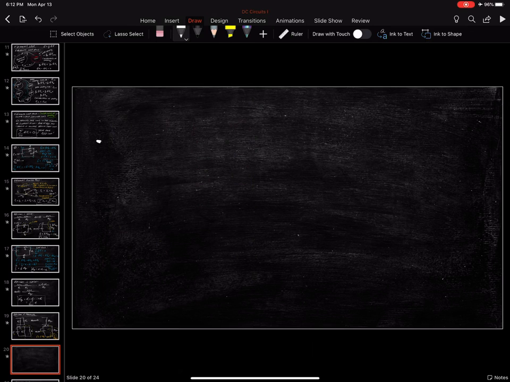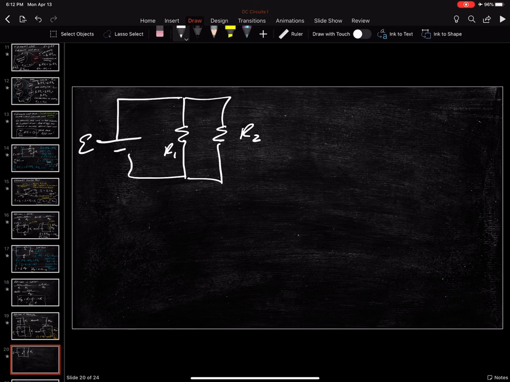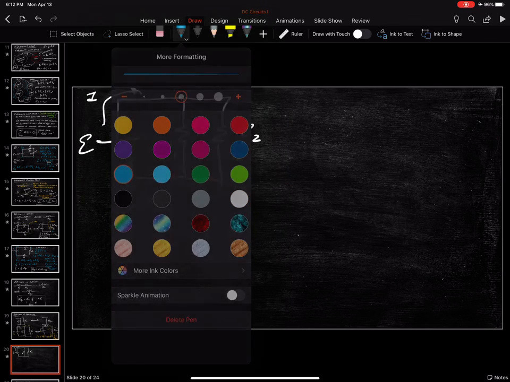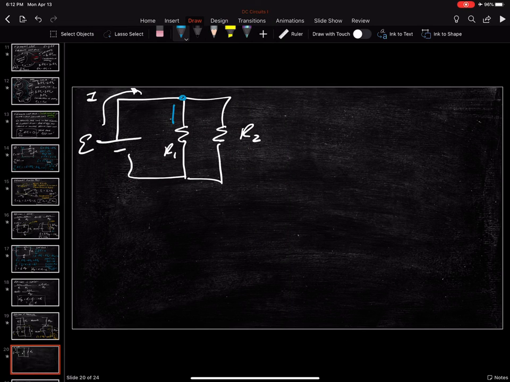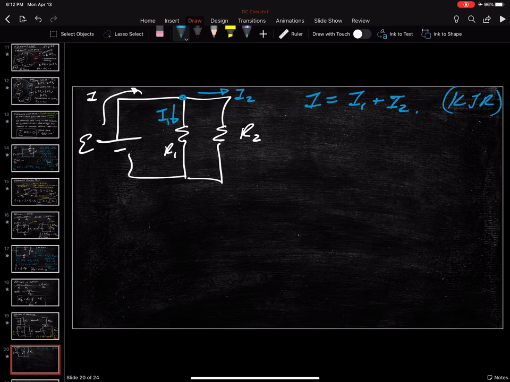Let me redraw it. Here's my E. Here's my R1. Here's my R2. Now, this battery here produces some current I. When this current gets to this junction here, it's going to split. And you're going to have some current I1 going this way and some other current I2 going in that direction, in such a way that I is equal to I1 plus I2. That's your Kirchhoff's junction rule. That's where this comes from.